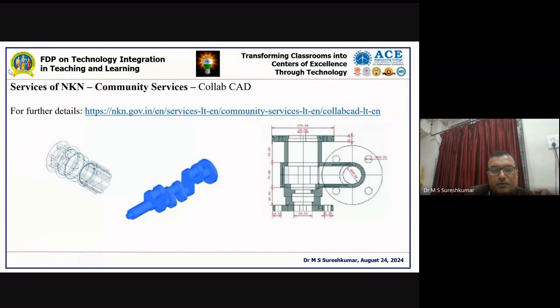This is a design. When a student wants to do a design project, but his institute is connected with the nkn.gov.in network, he can access the latest update of the CAD software, which is available at IIT Delhi or IIT Mumbai or any institute of national importance. Next slide, please.